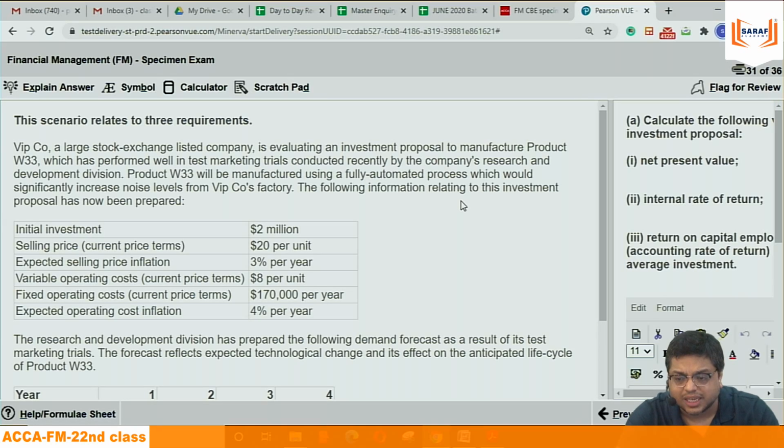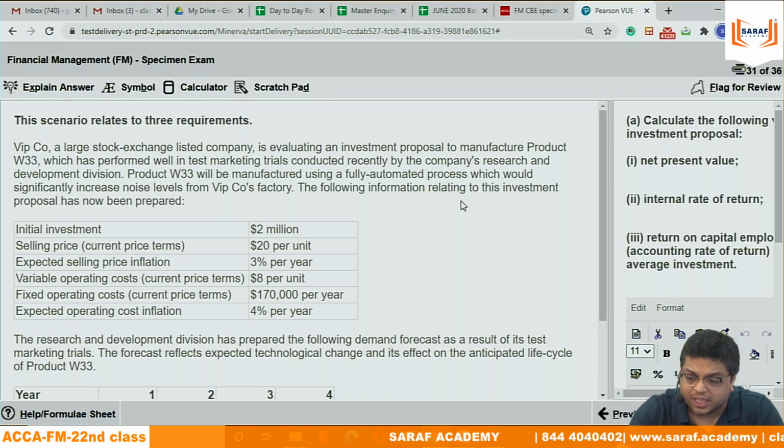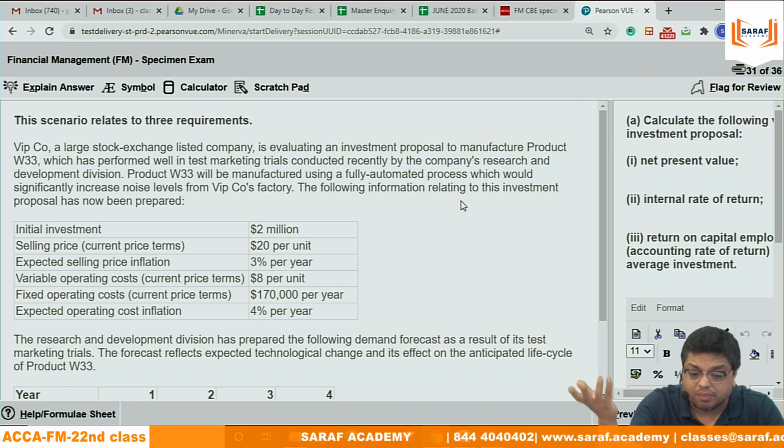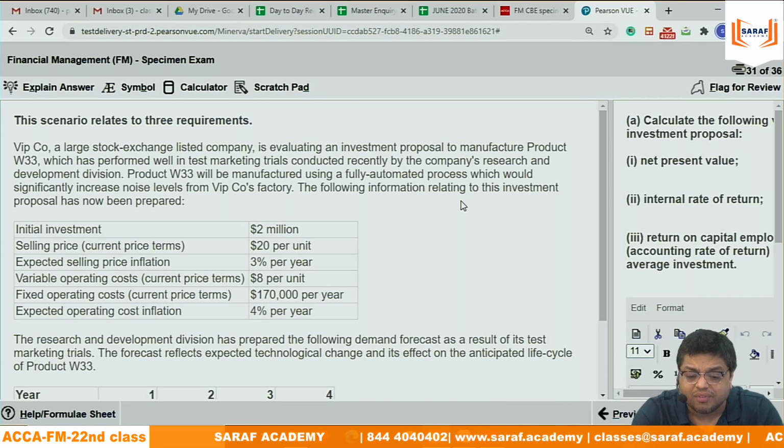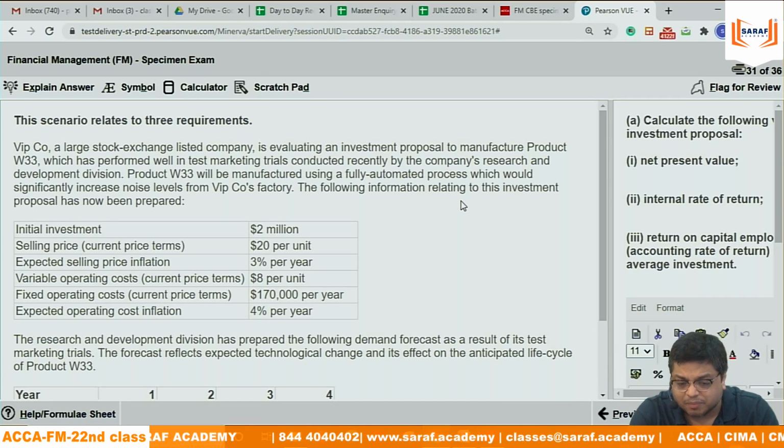Everything will be done through machines, mostly, which would significantly increase noise levels from B company's factory. Because the workers who are working will be thinking that when the company does this project, they don't require us, so they will be leaving us. How will we be earning our living? So the problem with the laborers has already arisen.